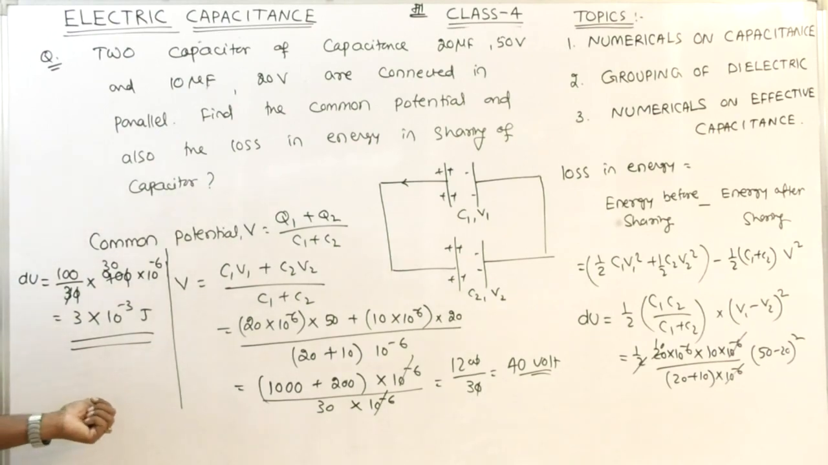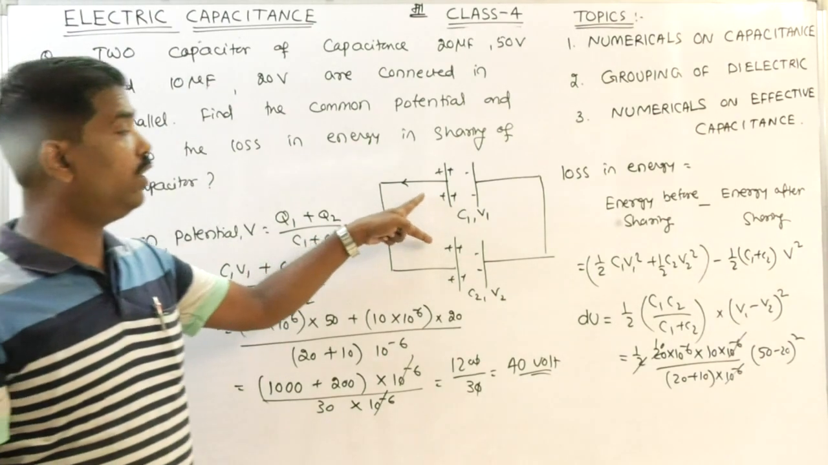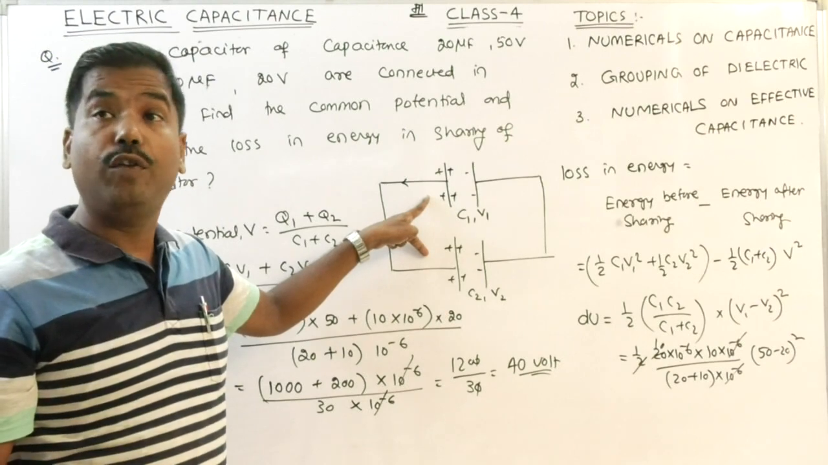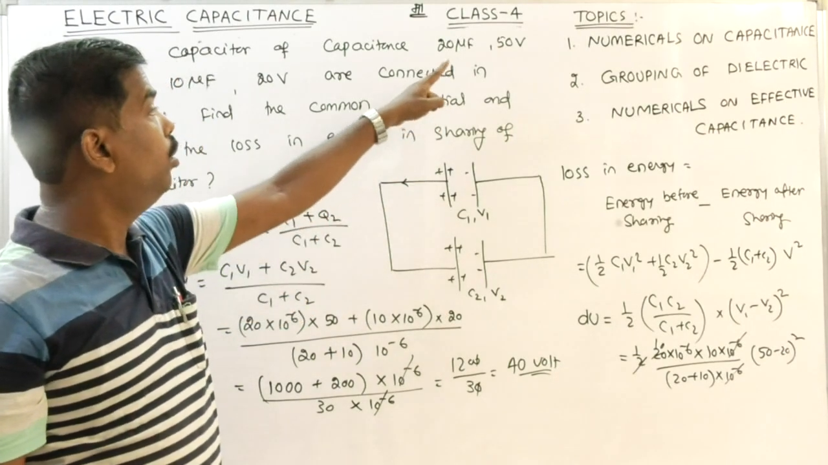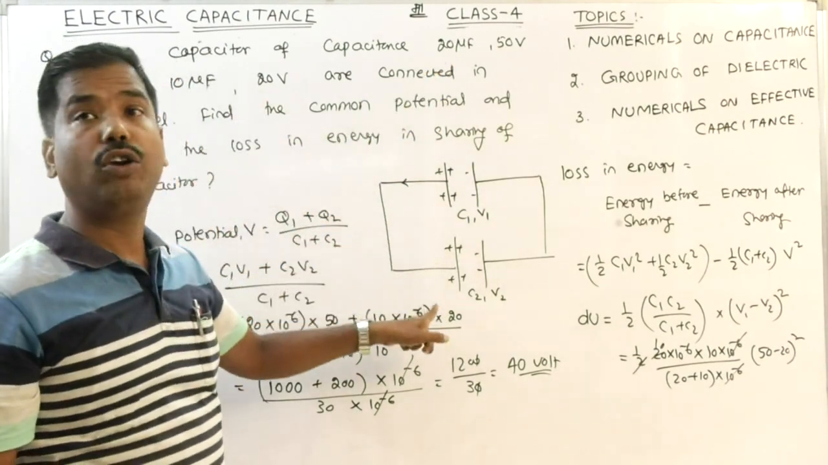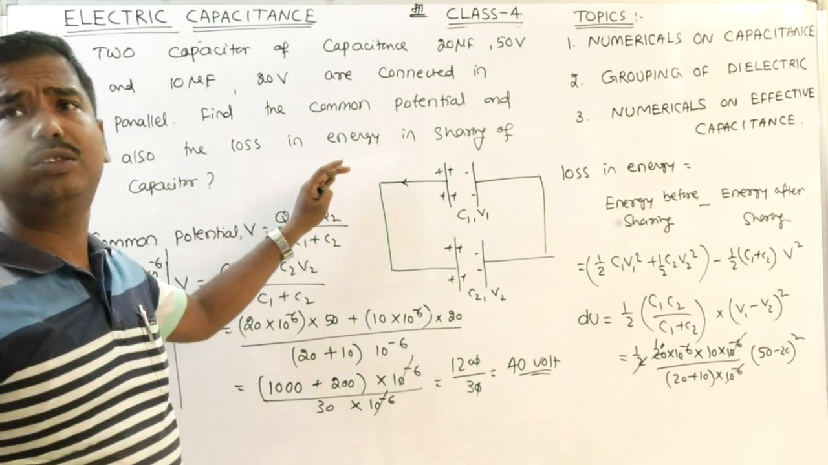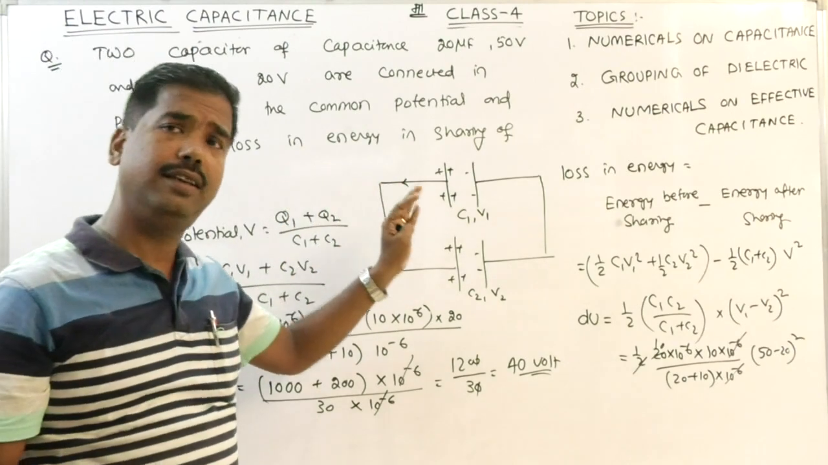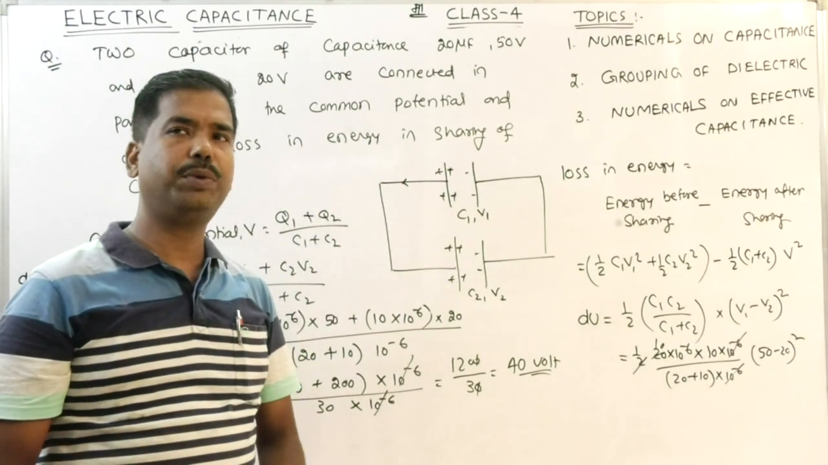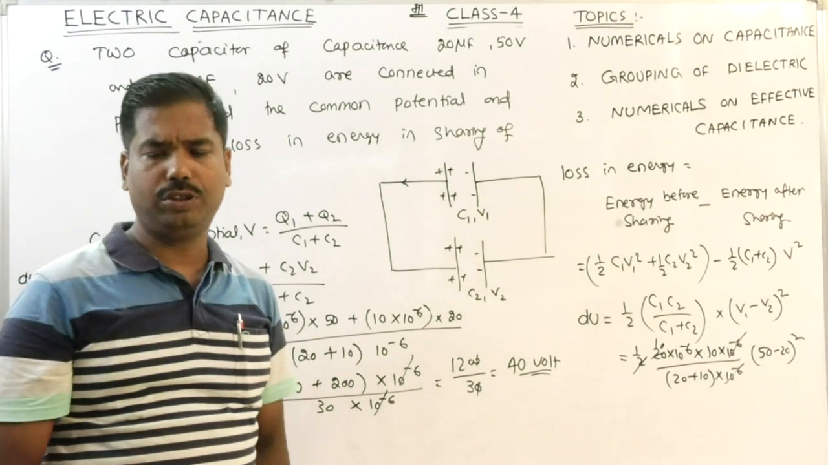This is the amount of energy lost when two capacitors of different potential, 50 volt and 20 volt, are connected in parallel. Clear? This is an important question which comes regularly in CHSE as well as in CBSE. Sharing of capacitor is the most important 3 mark question. Clear?